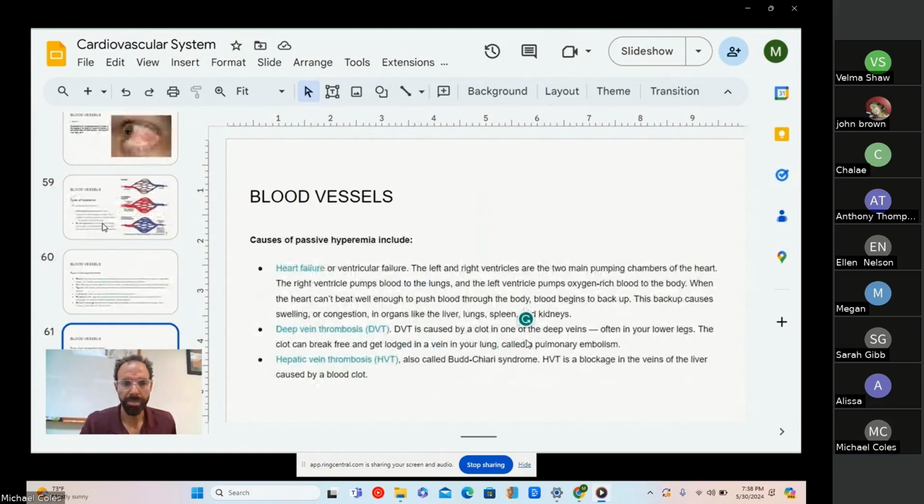All right. So causes of passive hyperemia, heart failure. Your heart is not pumping properly. Blood can get backed up. That hose is not turned on all the way. It's kind of just dripping out. So that's a problem. Deep vein thrombosis, DVT.